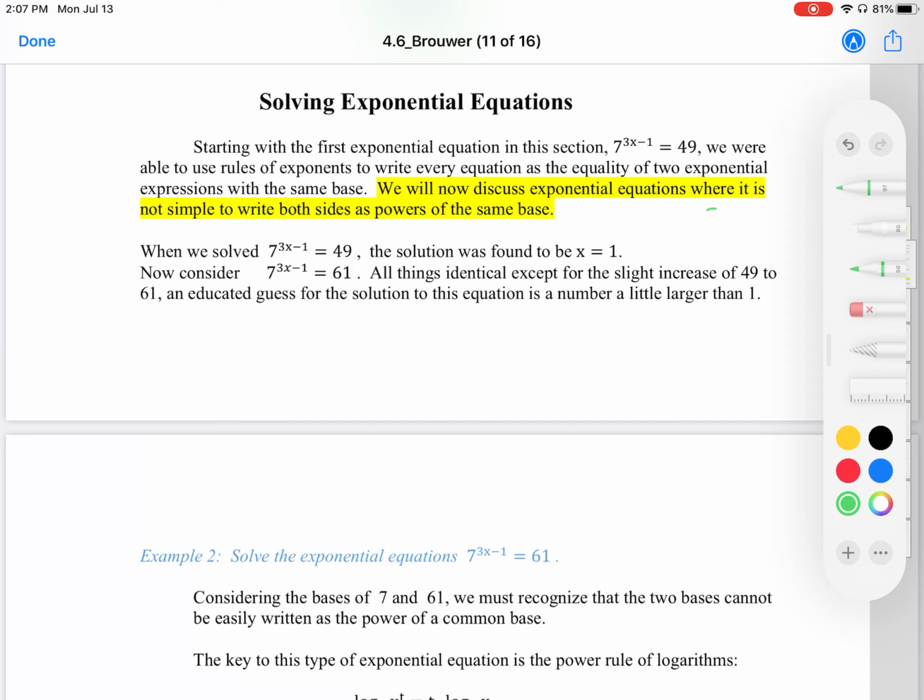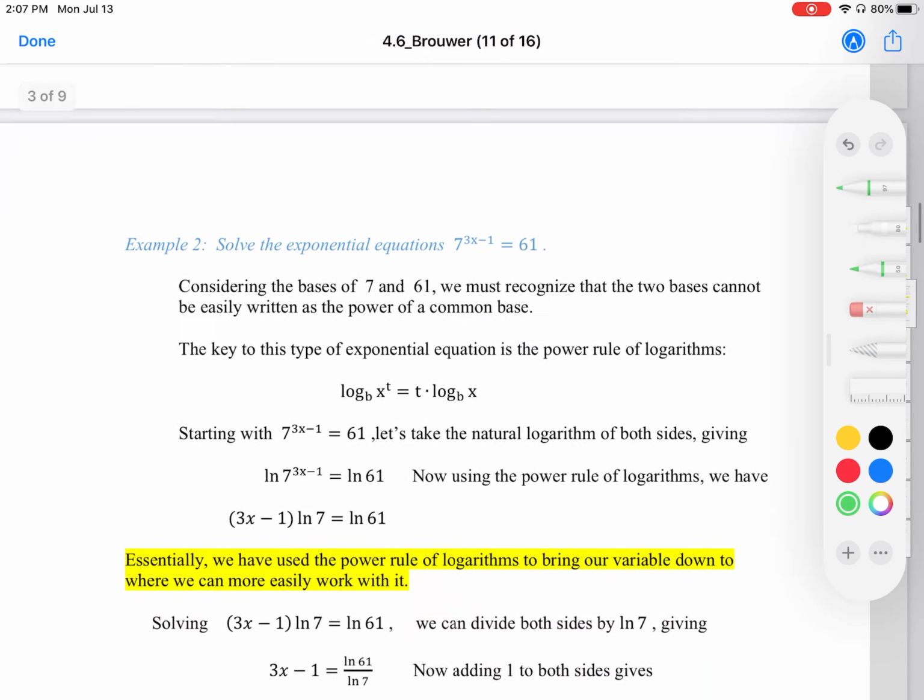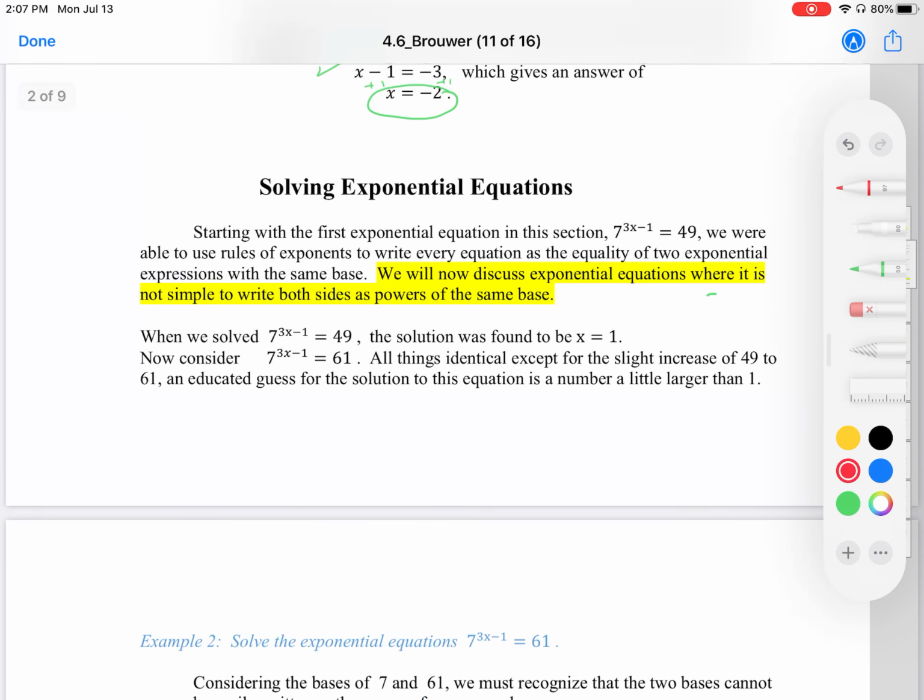When we solved 7 with the exponent of 3x minus 1 equals 49, the solution we found is x equals 1. Now consider 7 raised to the 3x minus 1 equals 61. All things identical except for the slight increase of 49 to 61. An educated guess for the solution is that the number is a little larger than 1. So how do we deal with such a situation? In other words, this is where we don't have the same base.